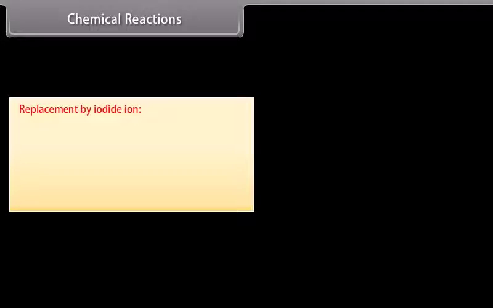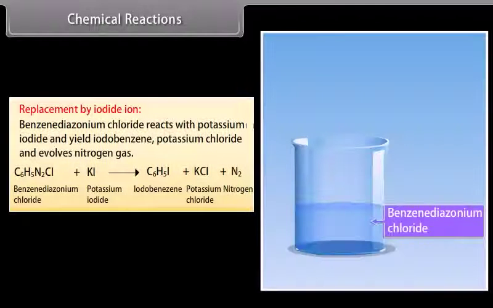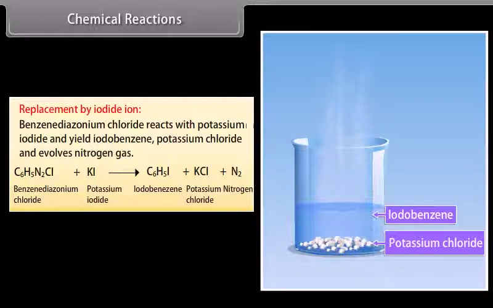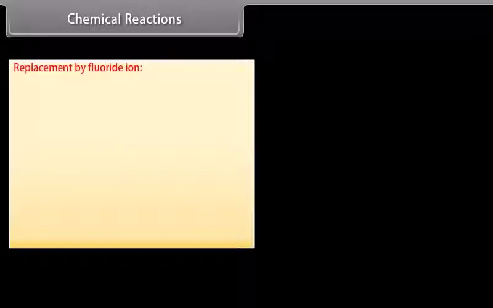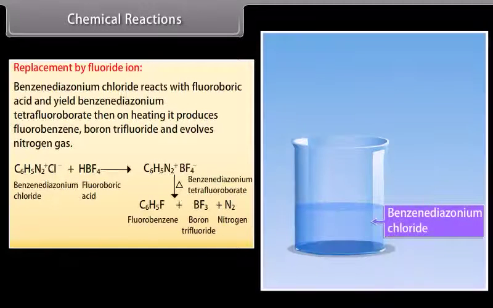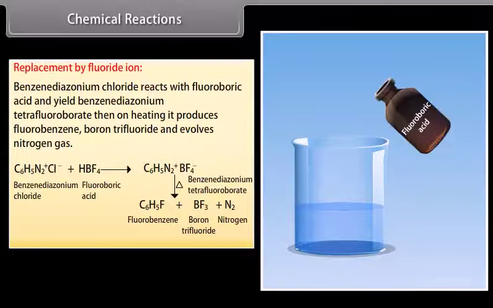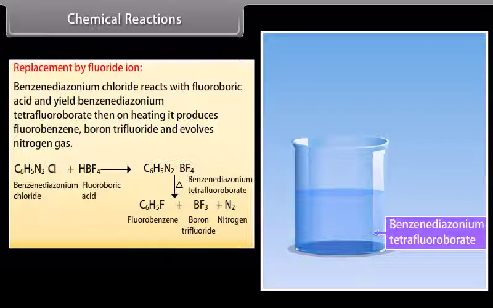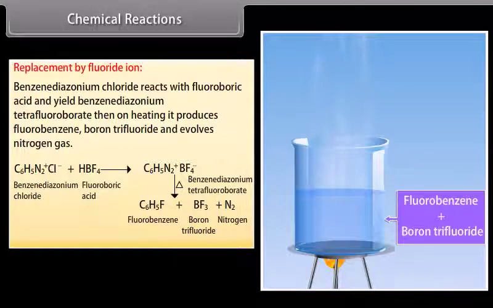Replacement by iodide ion. Benzene diazonium chloride reacts with potassium iodide and yields iodobenzene, potassium chloride, and evolves nitrogen gas. Replacement by fluoride ion. Benzene diazonium chloride reacts with fluoroboric acid and yields benzene diazonium tetrafluoroborate, then on heating it produces fluorobenzene, boron trifluoride, and evolves nitrogen gas.